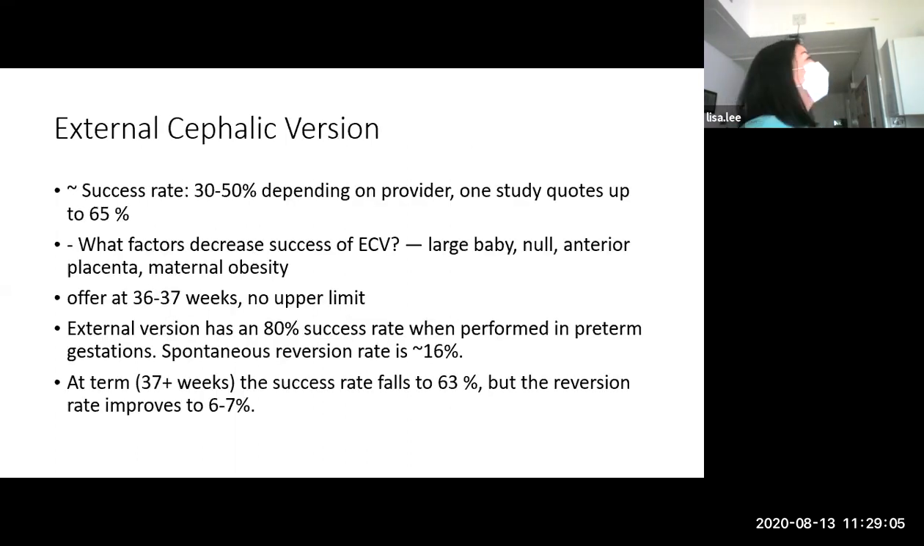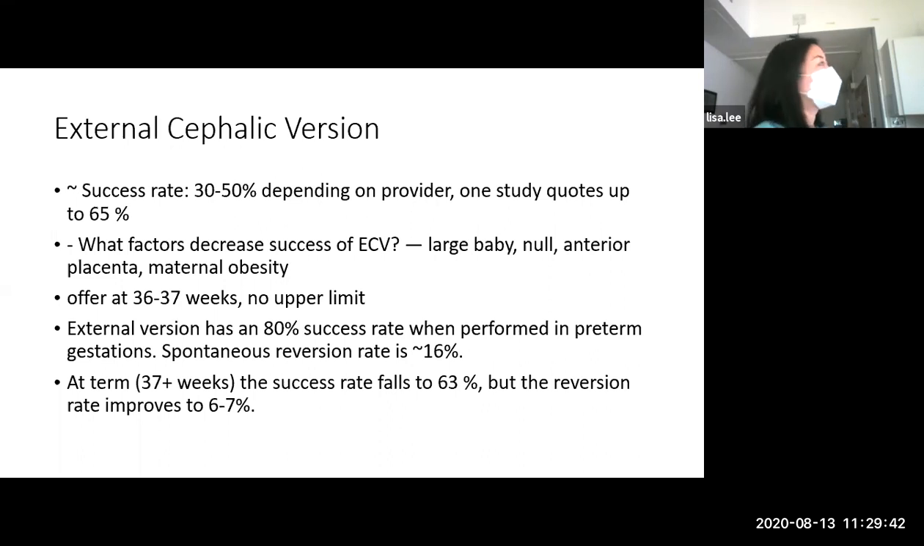Okay. So ECV success rate, depending on who you talk to and how much experience they have, is about 50%. One study quotes up to about 65%. So without looking at the screen, what factors decrease your chance of a successful version? Big baby, anterior placenta, obesity, good. Definitely provider dependent. Poor pain control, yep. Nulliparity, okay.